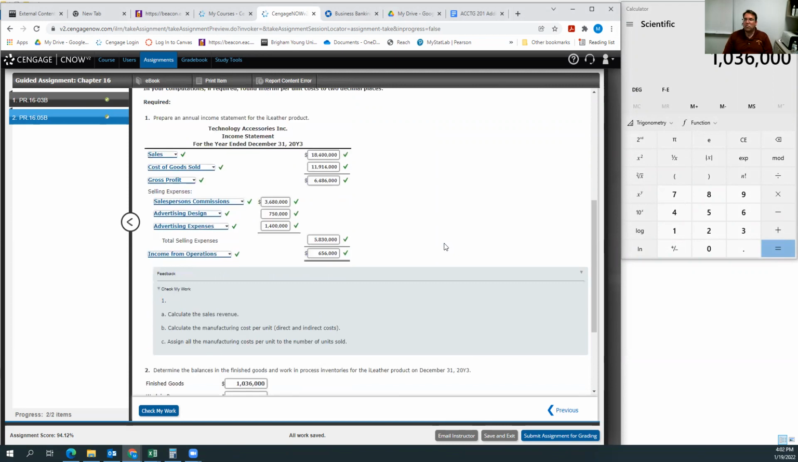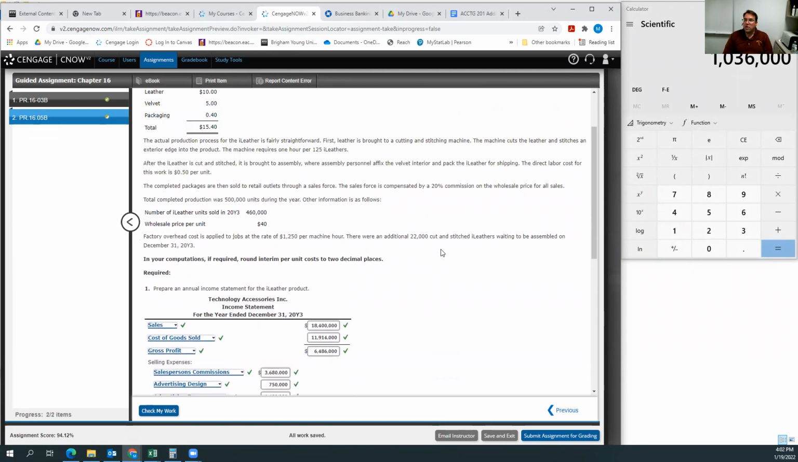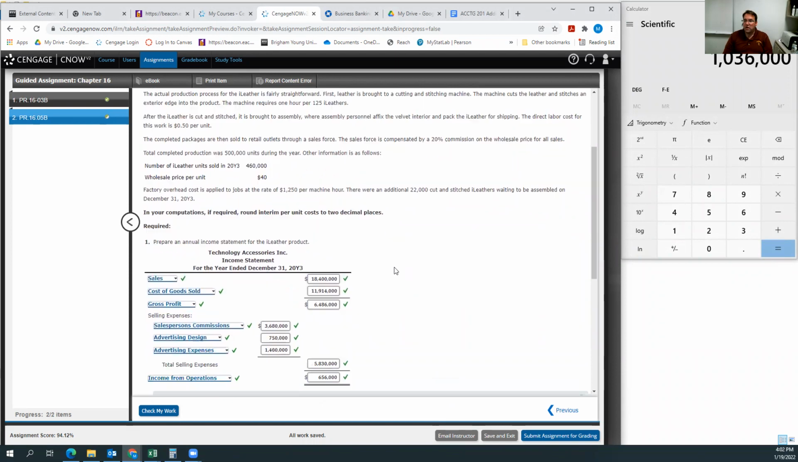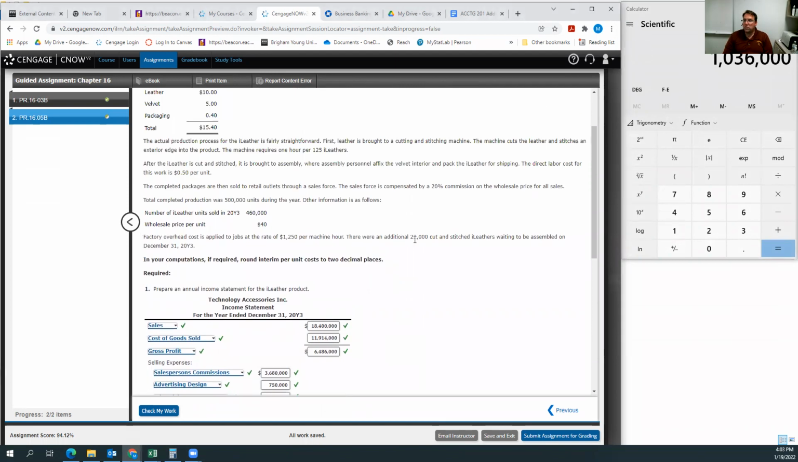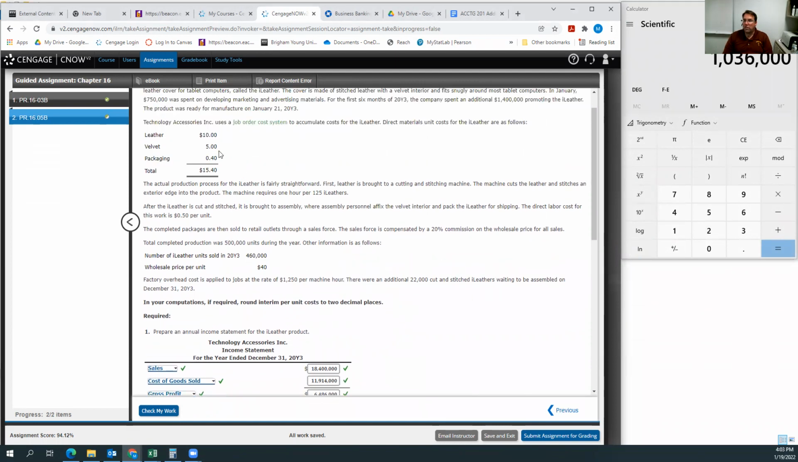Work in process is a little bit more confusing or challenging because not all of the costs have been applied to it yet. So it tells us somewhere right here. So there's an additional 22,000 cut and stitched eye leathers waiting to be assembled. So at this stage of the process, they've had the direct materials applied to them. And they've had the overhead, which was $10 per unit, because that was part of the machine doing the cutting and stitching. And it says they're already cut and stitched, but it hasn't had the direct labor applied to them yet, 50 cents per unit.